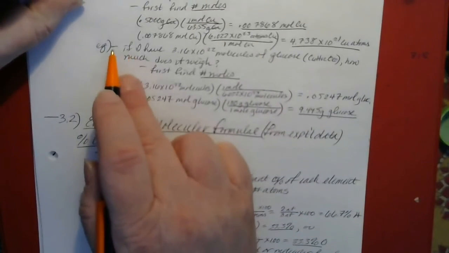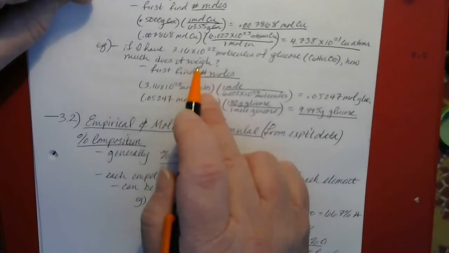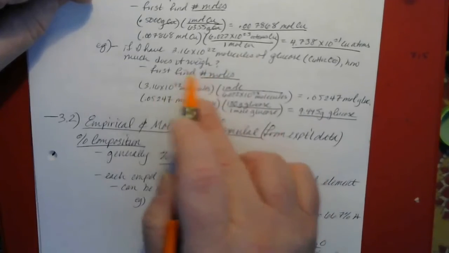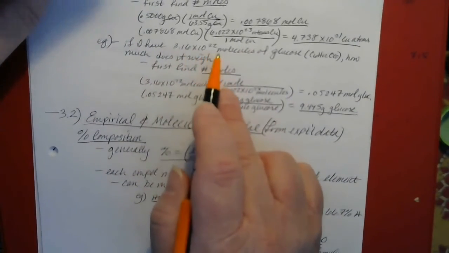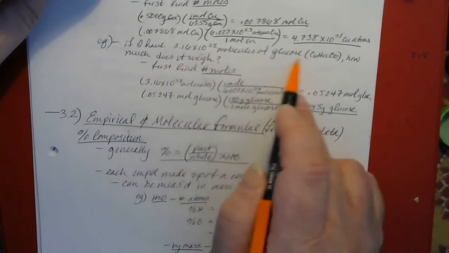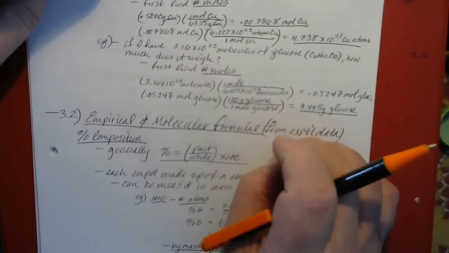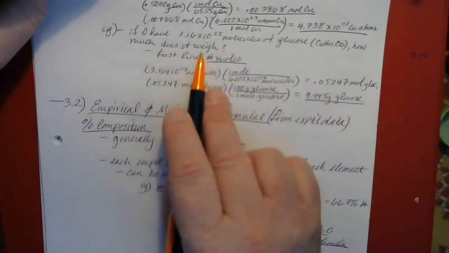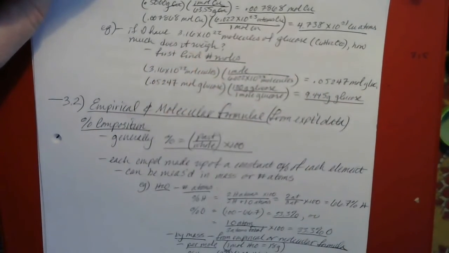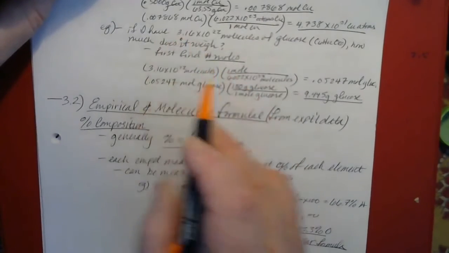On the other hand, if you have a specific number of molecules and you want to know the mass, you again have to go by way of moles. So what if I have 3.16 times 10 to the 22 molecules of glucose? Because you can, you've got a really good magnifying glass and you can count really fast. How much does it weigh? Well, we can do that too. But again, you have to go by way of moles.